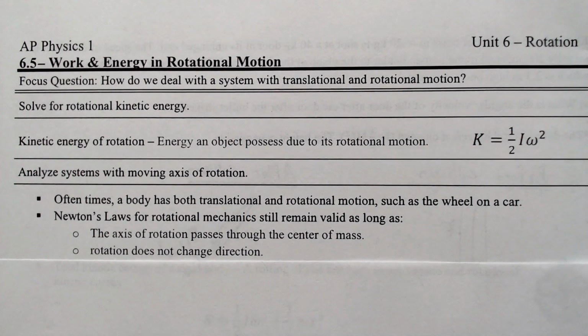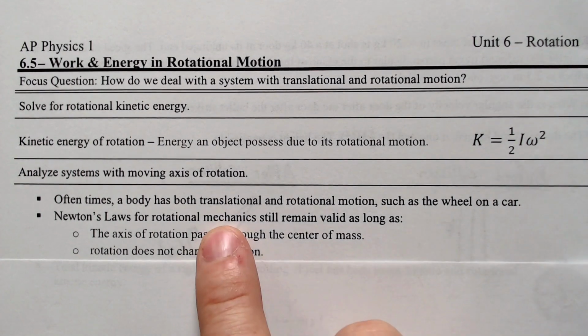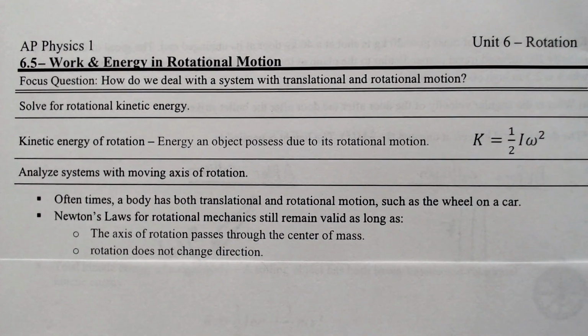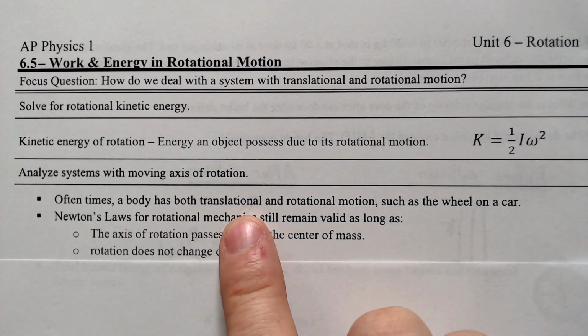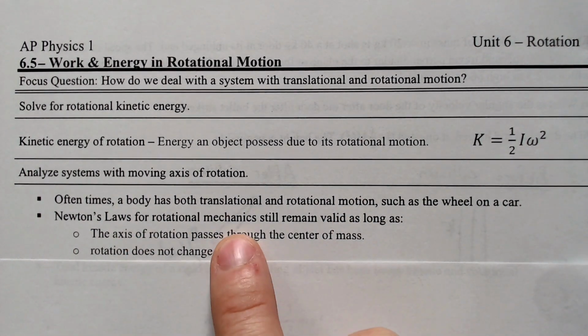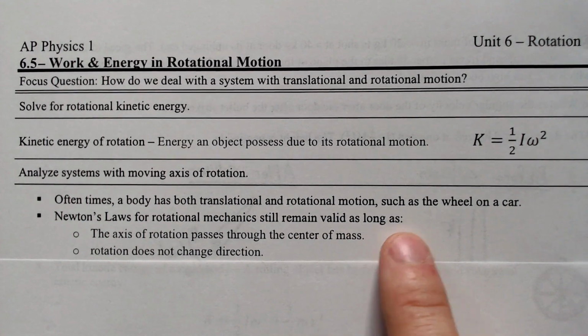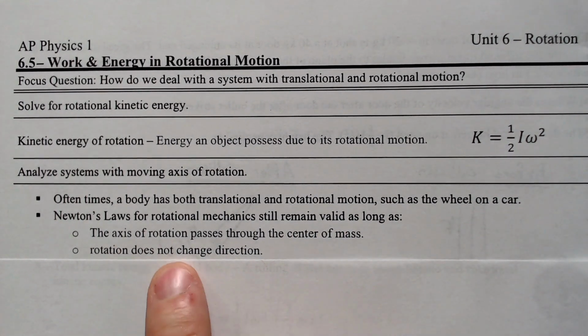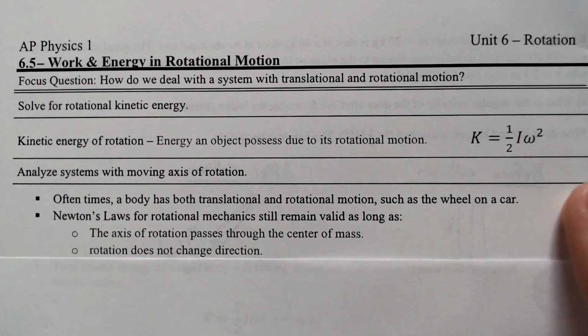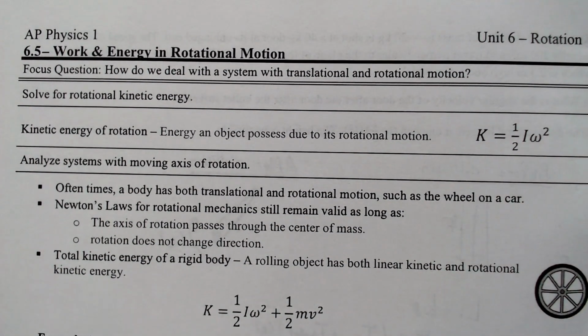Now, the thing that does make it more difficult is sometimes objects that are rotating are also moving horizontally or linearly as well. So when that happens, you have both translational and rotational motion, such as a wheel on a car. Newton's laws for rotational mechanics still remain valid as long as the axis of rotation passes through the center of the mass and the rotation does not change its direction, because if it's changing its direction, then we have some other forces acting upon it.